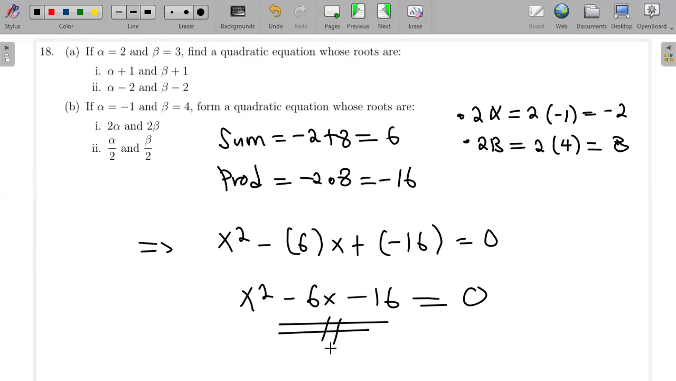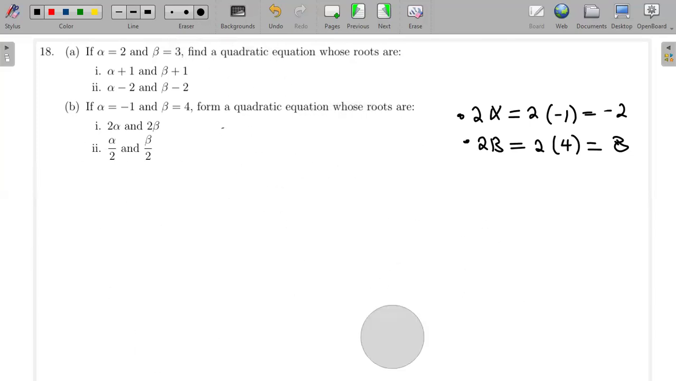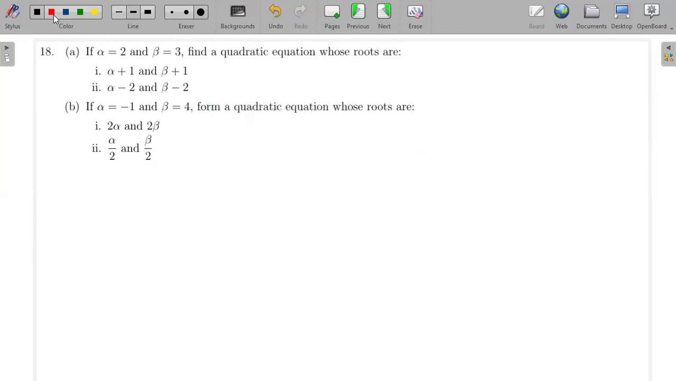Okay, so that's the new quadratic equation that we get there. The other roots are alpha divided by 2 and beta divided by 2. So alpha divided by 2 is equal to minus 1 divided by 2. So that is the first root. The second root is beta over 2. Beta is 4, divided by 2, that will just be 2. So this is the second root.